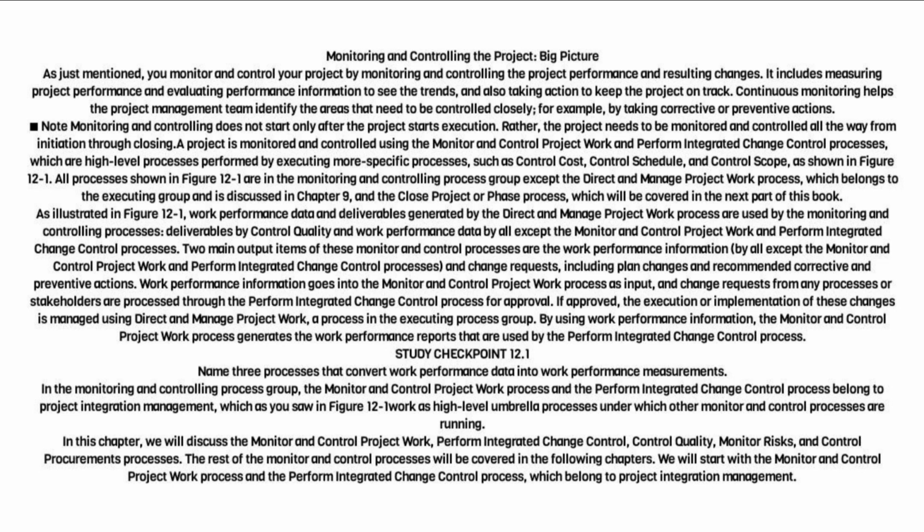Work performance information goes into the monitor and control project work process as input, and change requests from any processes or stakeholders are processed through the perform integrated change control process for approval. If approved, the execution or implementation of these changes is managed using direct and manage project work, a process in the executing process group. By using work performance information, the monitor and control project work process generates the work performance reports that are used by the perform integrated change control process.